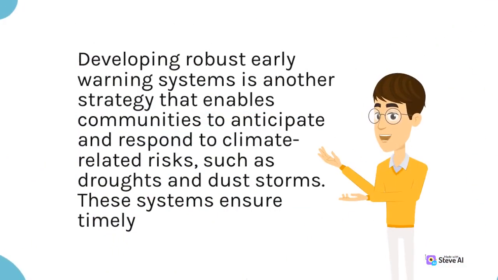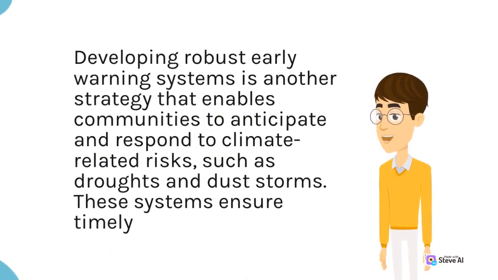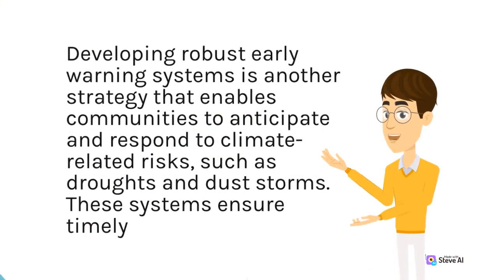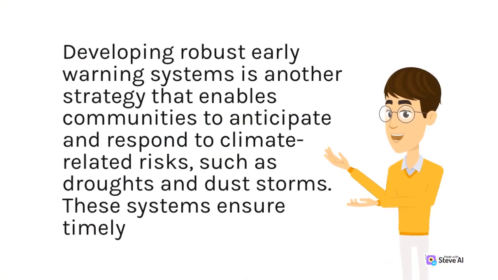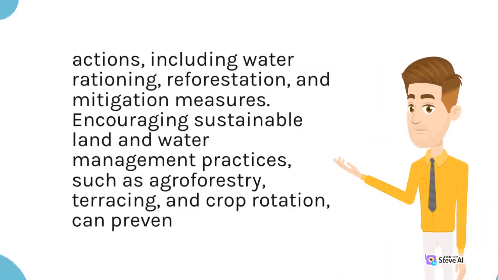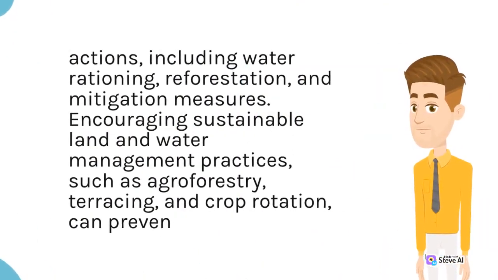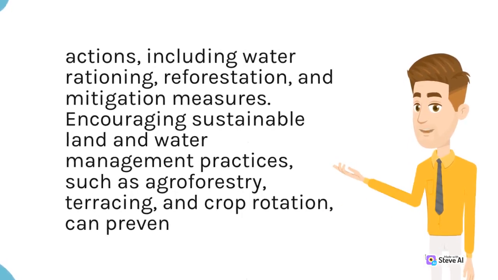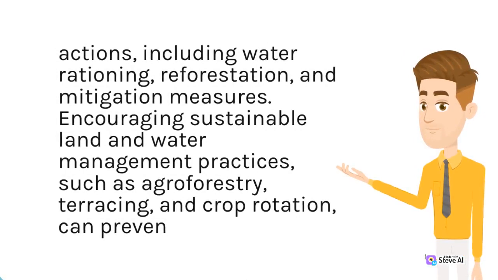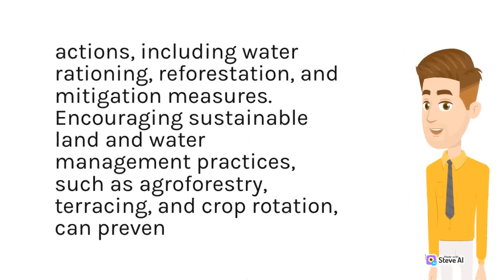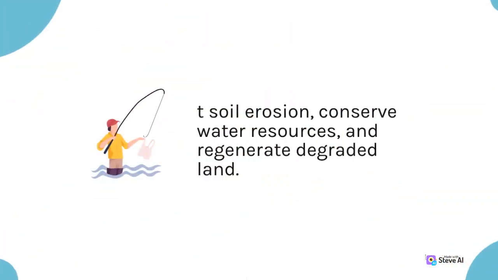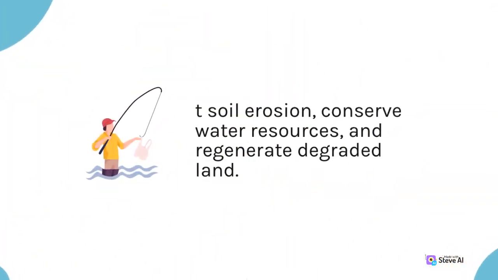Developing robust early warning systems is another strategy that enables communities to anticipate and respond to climate-related risks, such as droughts and dust storms. These systems ensure timely actions, including water rationing, reforestation, and mitigation measures. Encouraging sustainable land and water management practices, such as agroforestry, terracing, and crop rotation, can prevent soil erosion, conserve water resources, and regenerate degraded land.